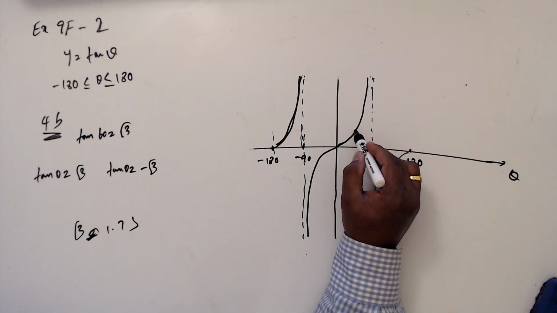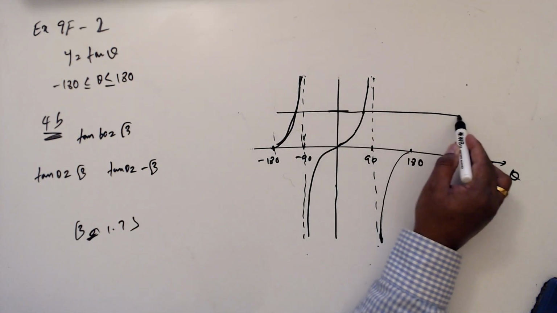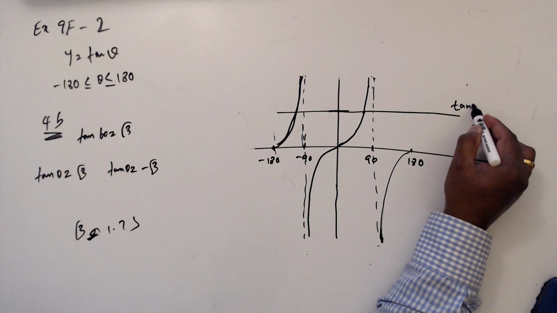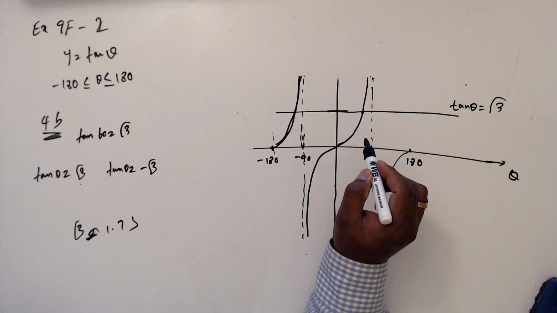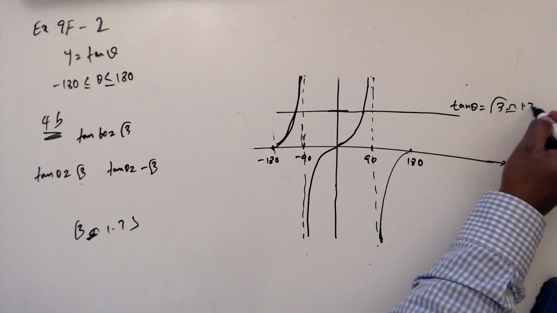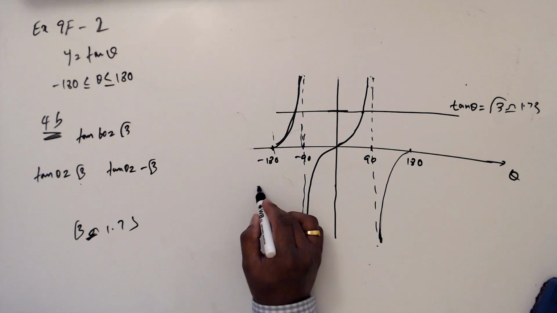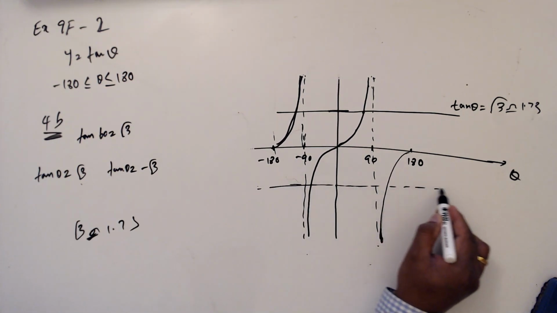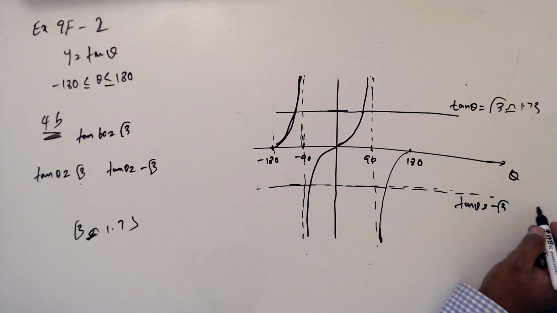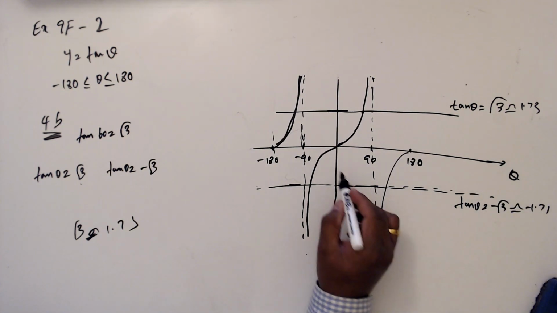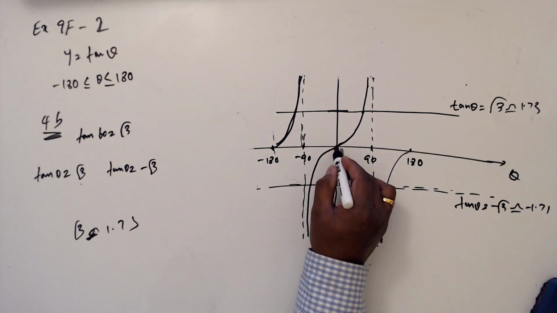So if it is 1.73, I will draw this line. This is the tan theta equal square root 3 line, approximately 1.73. So the same distance. For the same distance, this is the tan theta equal minus square root 3 line, approximately minus 1.73. This is right.